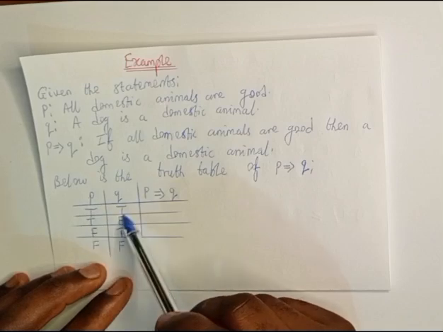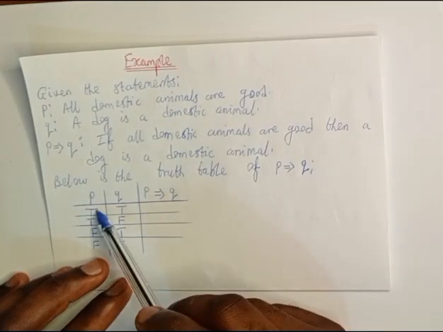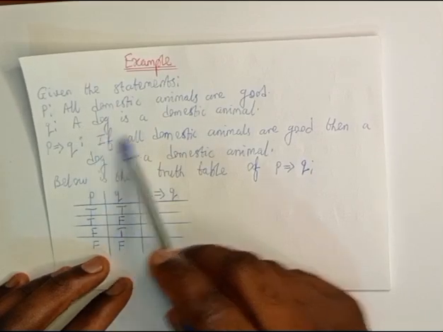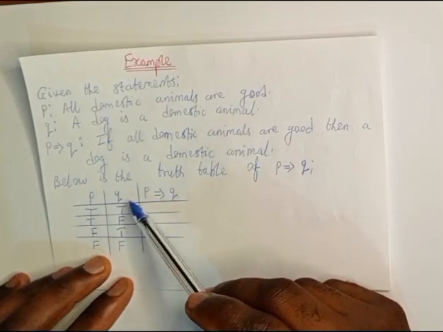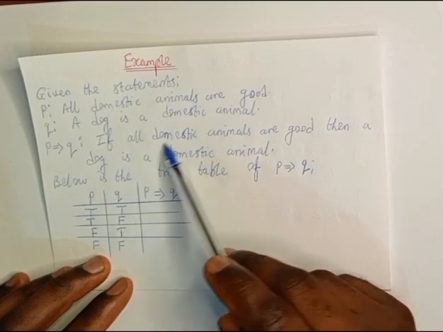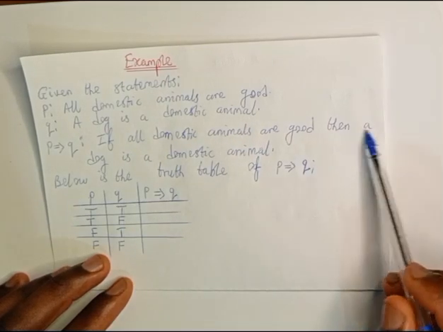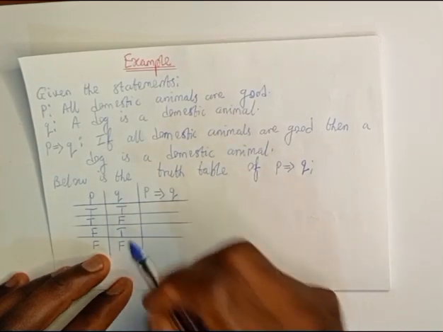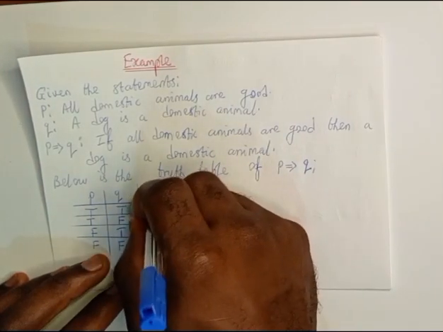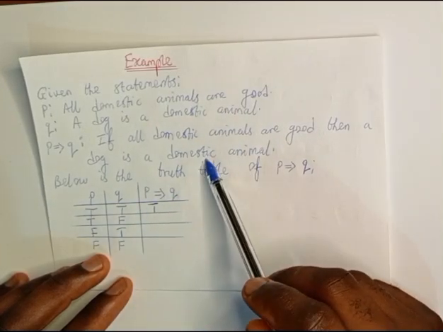For the first, we have all domestic animals are good. It is true. A dog is a domestic animal. True. The implication, if all domestic animals are good, then a dog is a domestic animal, is true. The hypothesis is true and the conclusion is true.